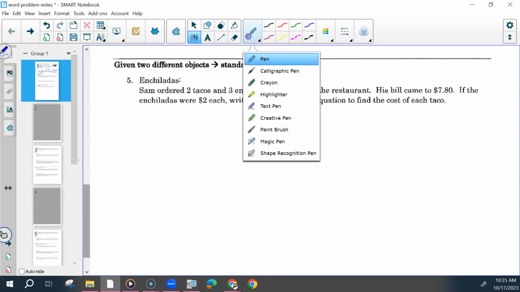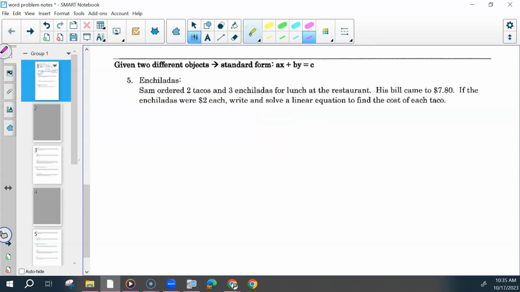What's important? $2 each. The bill. What else? The 2 tacos, the 3 enchiladas. What are we looking for? The cost of each taco. So now, in this format, your A and your B are going to be whatever's given. The two different things that are given. So the number of tacos, the number of enchiladas. Will always be either given A and B or X and Y. We'll see here in a minute. Your C is always going to be the total.